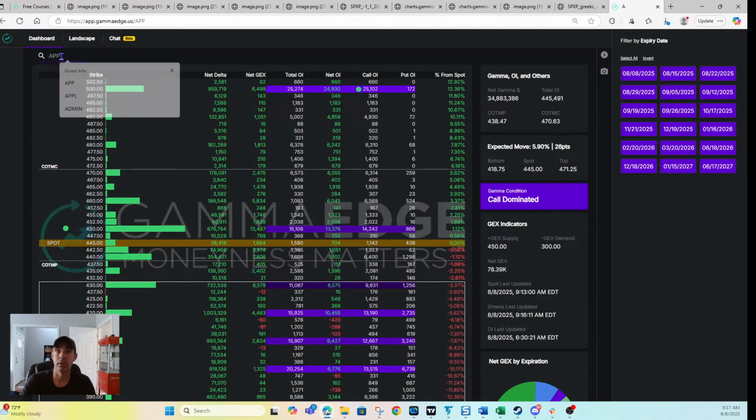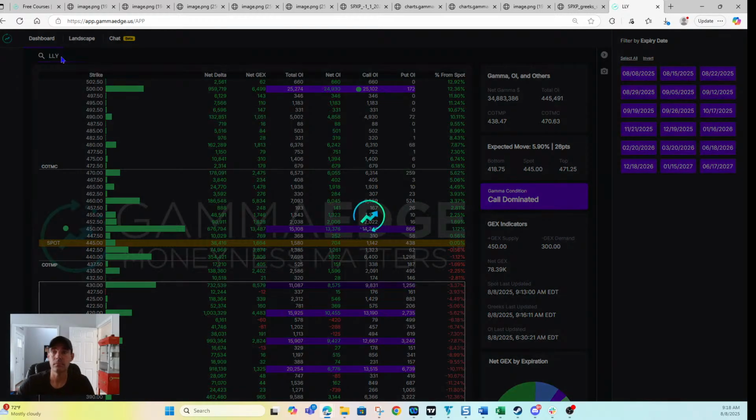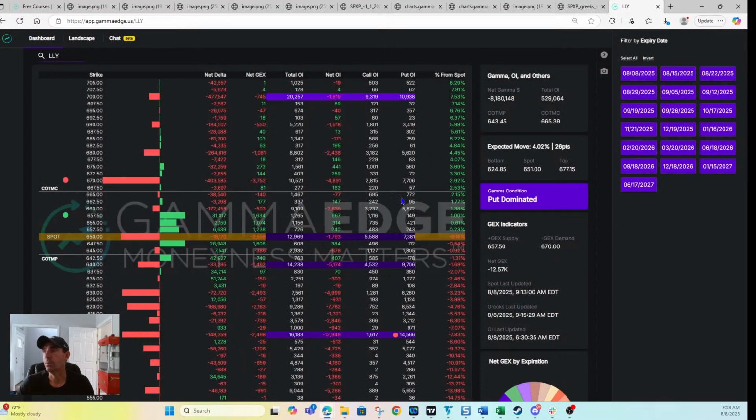Yeah, let's take a look at Lilly. So put dominated, obviously, structure speculation to the downside, pretty significant there. You see that NGEX is actually above PGEX. So again, that's an important overall look within the structure. Obviously, this would be negative net OI here via the call and put OI. So again, key areas obviously to the upside, 670 there and 657.50.